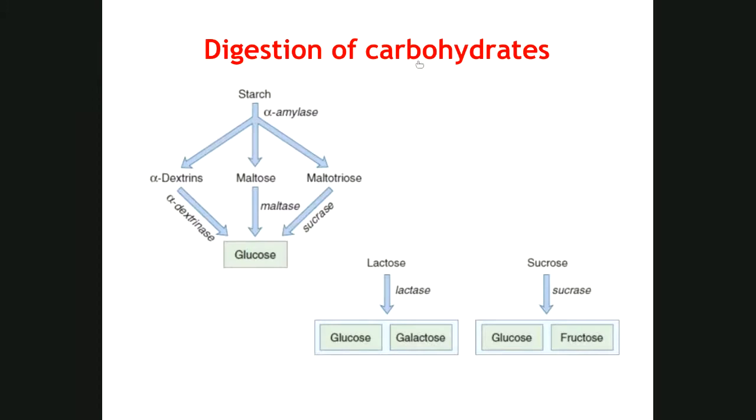So here this slide shows you the digestion of carbohydrates. So starch digestion by amylase starts in the oral cavity, as we mentioned before. In addition, we have another amylase secreted by the pancreas, known as the pancreatic amylase, continues with the digestion of starch, changing it into disaccharides and oligosaccharides. Dextrins, maltose, maltotriose, these are oligo and disaccharides.